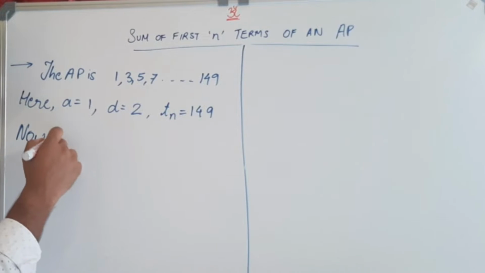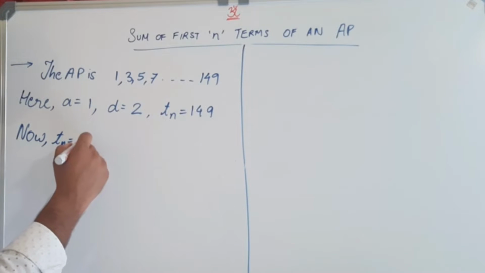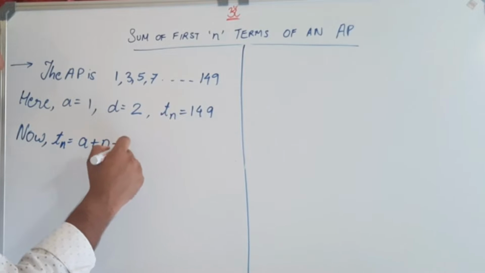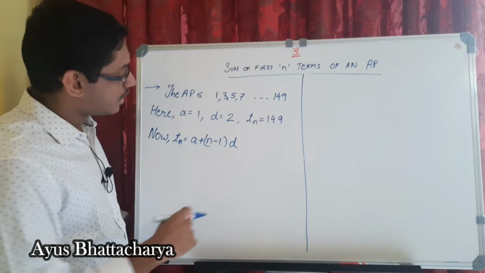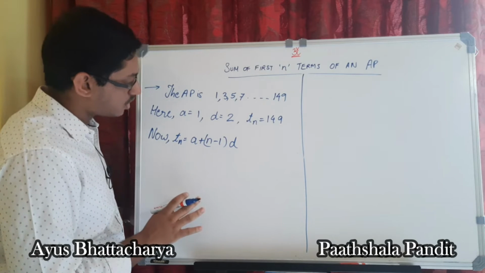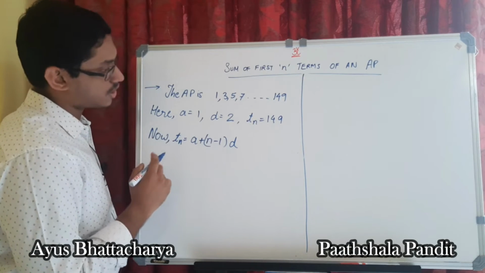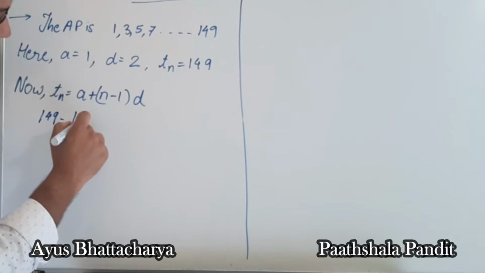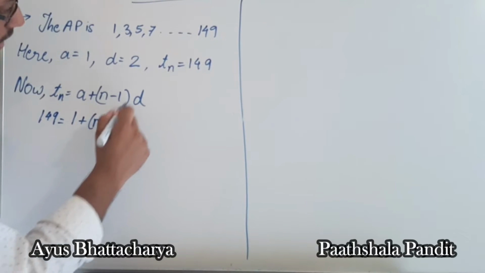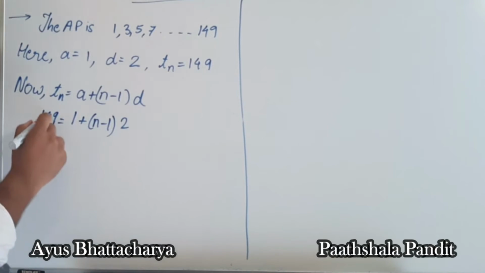Now Tn is equals to a plus n minus 1 d. Correct. So first we wrote the formula, then we have to substitute everything. 149 is equals to 1 plus n minus 1. What is d? It is 2. Alright.